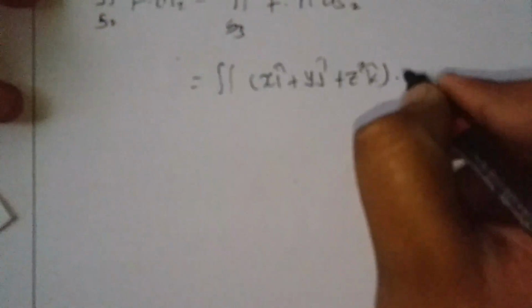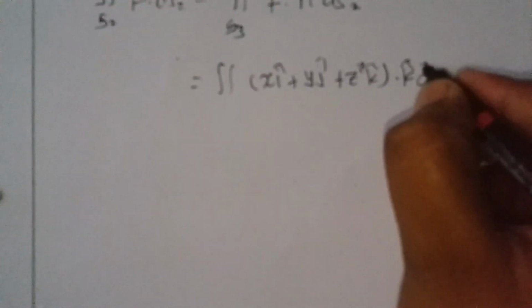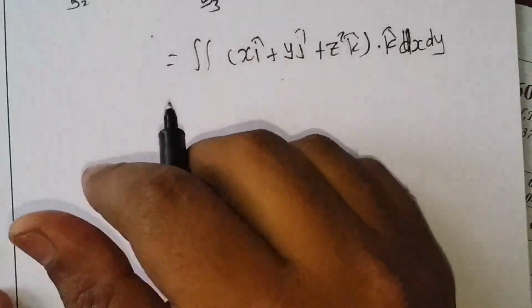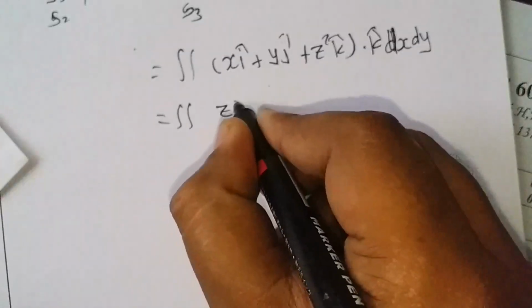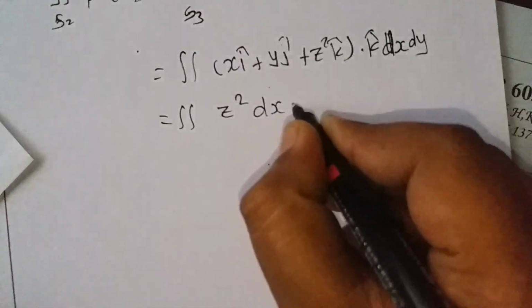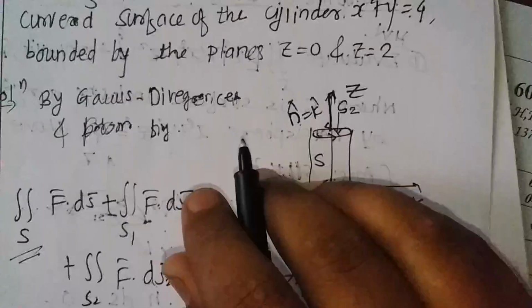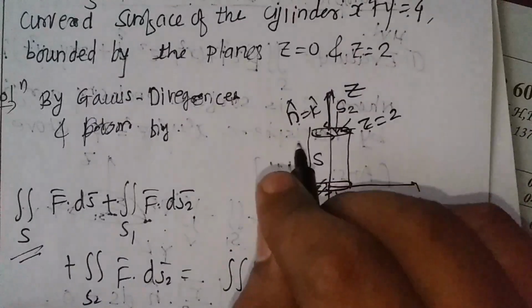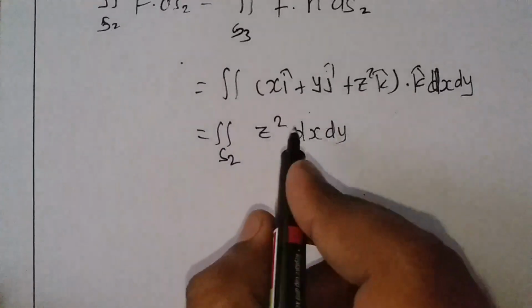So we'll take the dot product with k cap here, and it is again a surface parallel to the xy plane, so the value of dS2 will be dx dy. Now if you take the dot product, you'll again get z square dx dy over the surface S2. But this cylinder is bounded by z equal to 2, which means over S2 the value of z is 2.